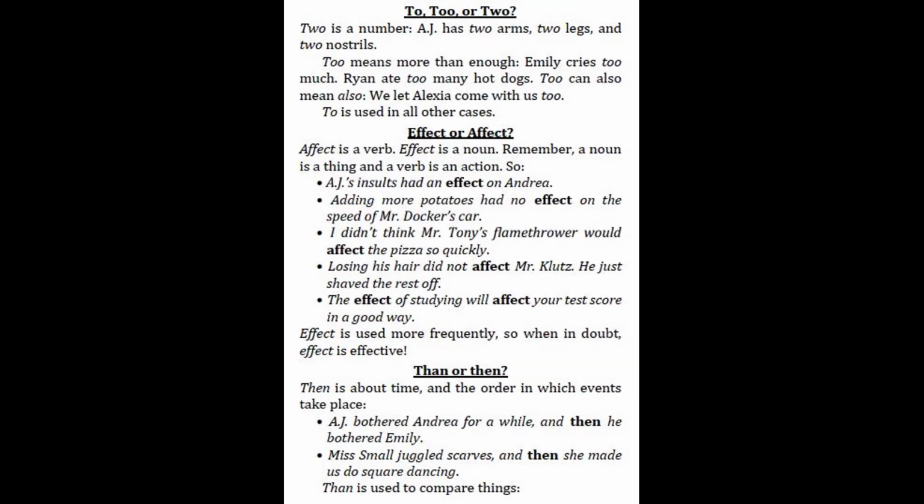To, too, or two. Two is a number. AJ has two arms, two legs, and two nostrils. Too means more than enough. Emily cries too much. Ryan ate too many hot dogs. Too can also mean also. We let Alexia come with us too. To is used in all other cases.